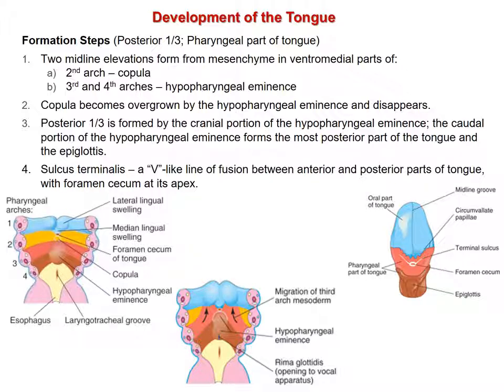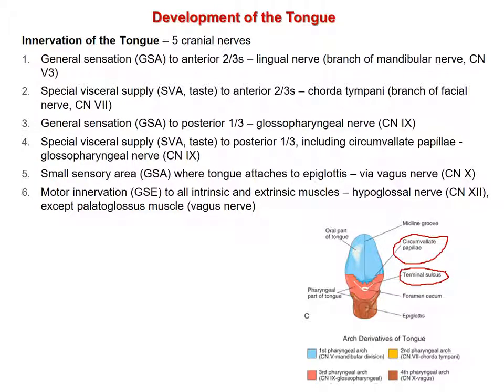The line of fusion between the anterior 2/3 and posterior 1/3 of the tongue is demarcated by a V-like groove called the sulcus terminalis, or terminal sulcus. At the apex of this V is the foramen cecum, which is recognized as a blind pit when probed in the lab. Because of this complex formation involving portions of several pharyngeal arches, the tongue receives innervation from multiple cranial nerves. In fact, it receives innervation from 5 different cranial nerves.